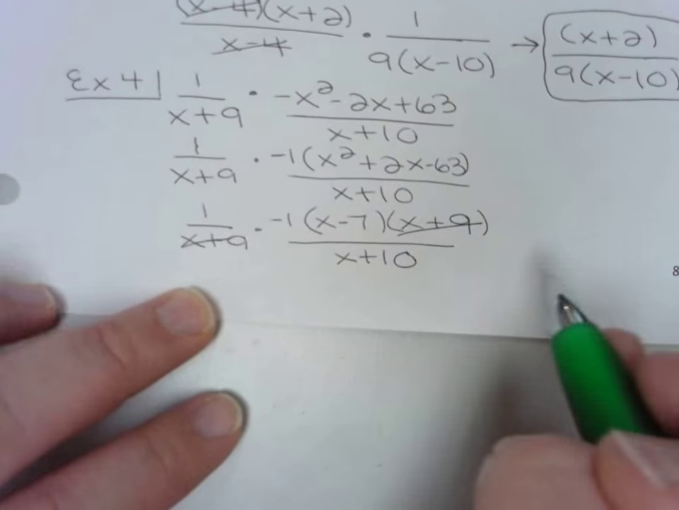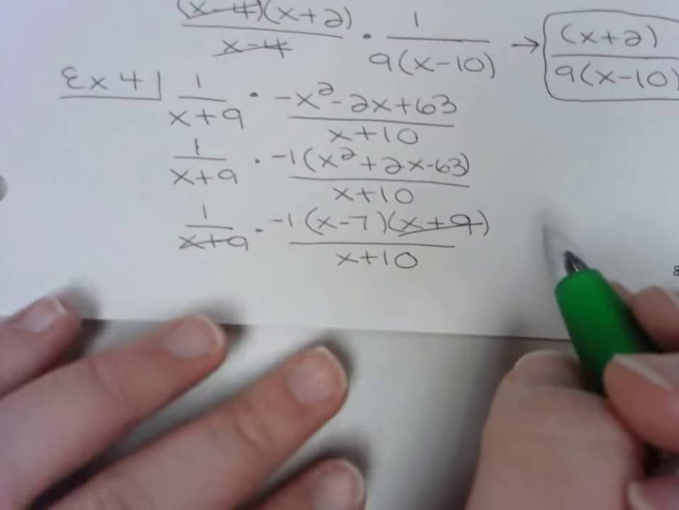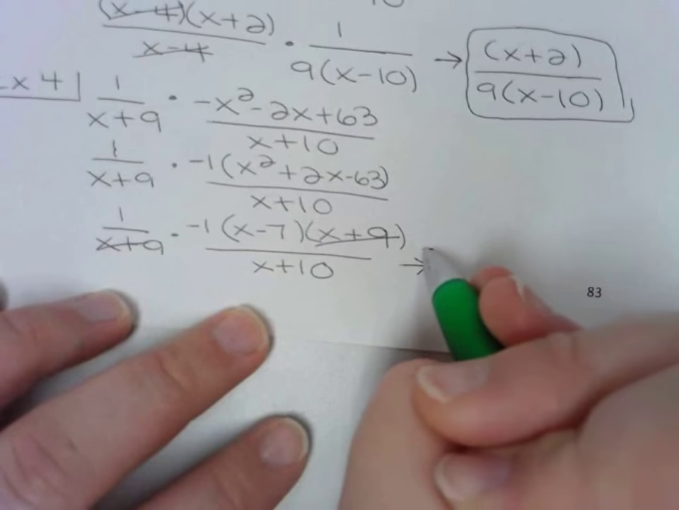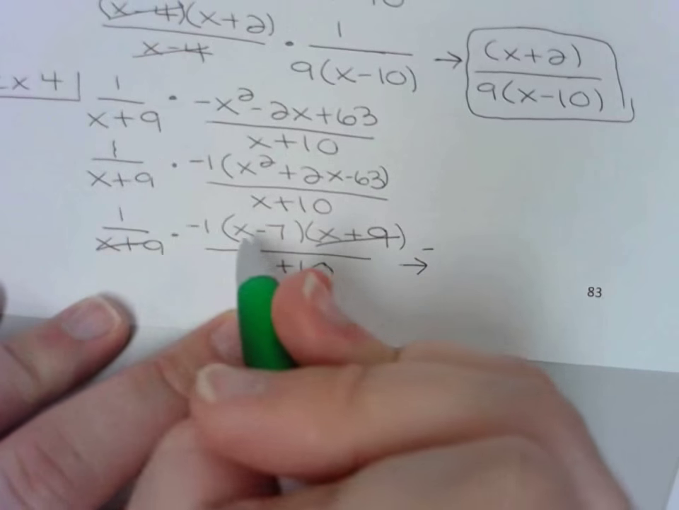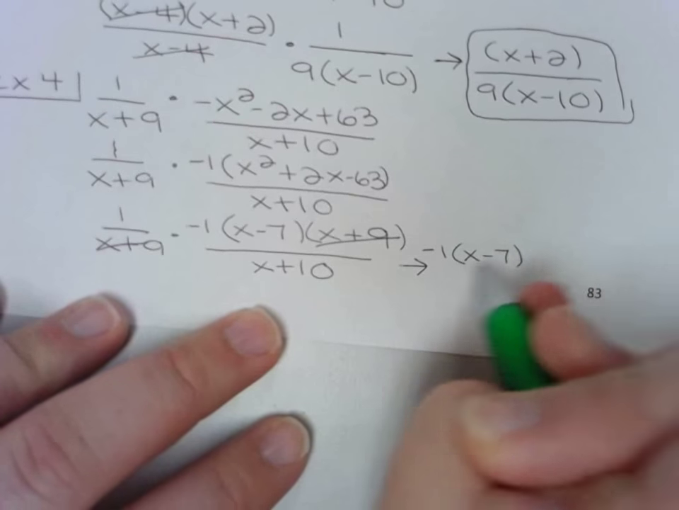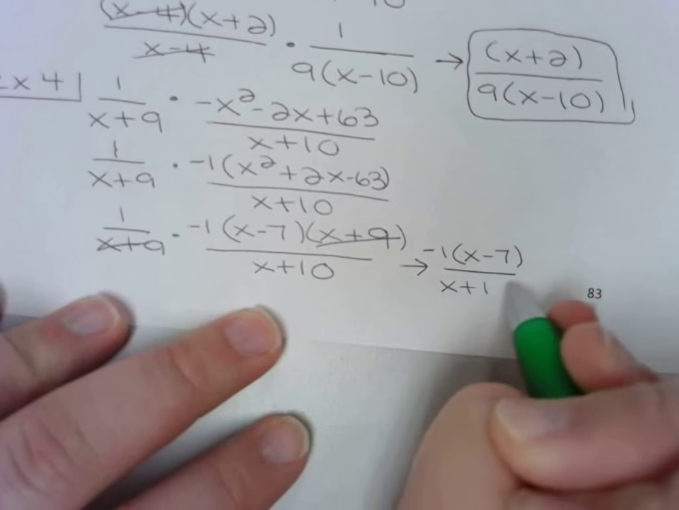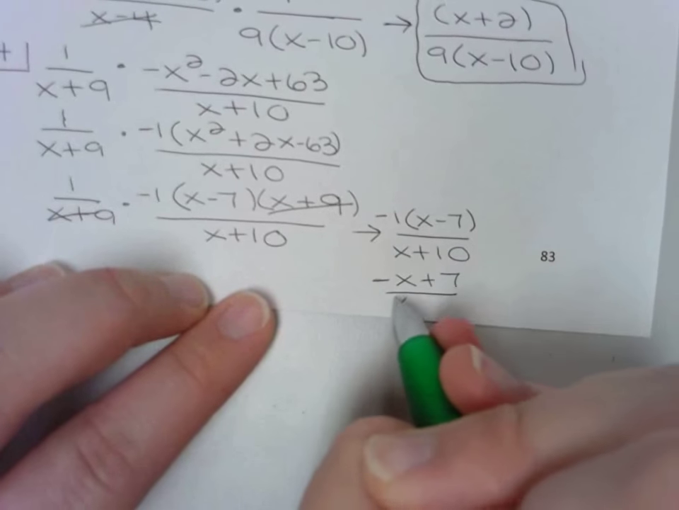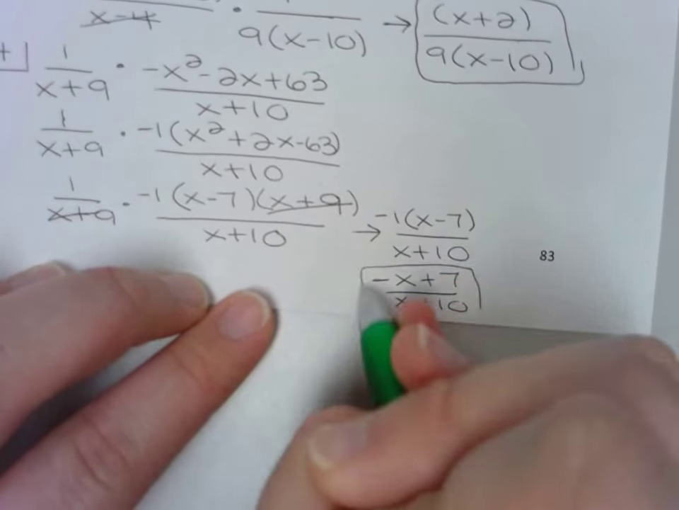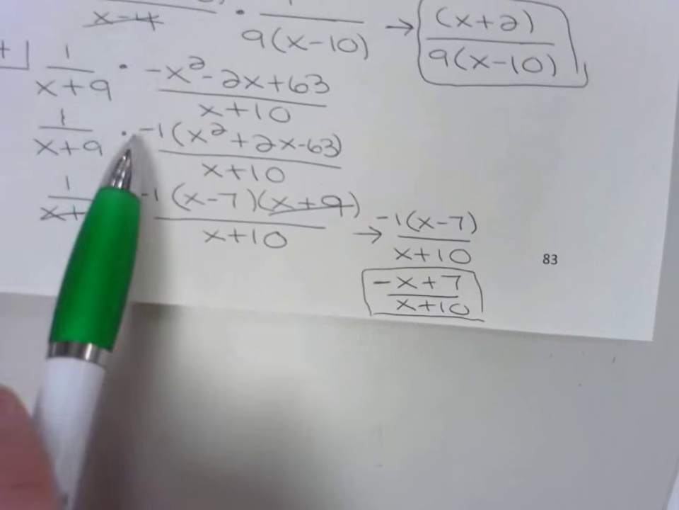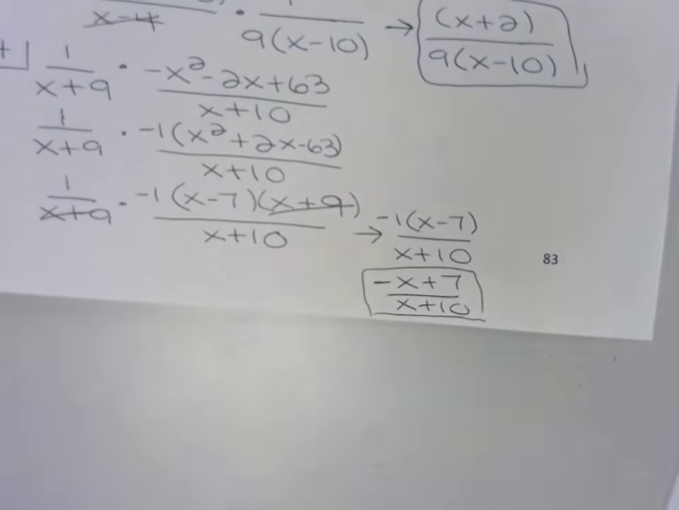X plus 9, x plus 9. Anything else cross-reduce? Nope, because they're separated by subtraction and addition. So I have negative 1 times x minus 7 over x plus 10. You can distribute that negative 1 back through, negative x plus 7, if you want to. Doesn't really matter. But there will be 1 on the homework where you notice you have a negative in front of x squared. So factor out a negative 1 and then factor from there.